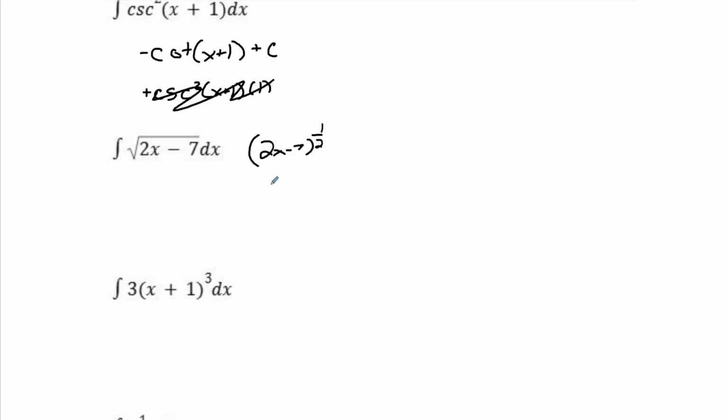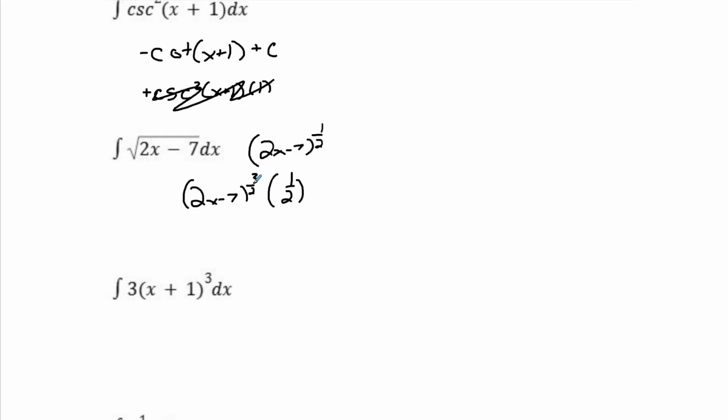So let's think about this. Well, again, the first thing you are always going to do is add that 1 to the power, right? So we're going to have 2x minus 7 to the power of 3/2. And then we know that if we were to differentiate this, we're going to have a 2 on the outside. So what we're going to do to offset that is multiply it by 1/2. Okay, we're going to multiply it by 1/2 to offset the fact that we would have to multiply by 2 when we differentiate it using chain rule.